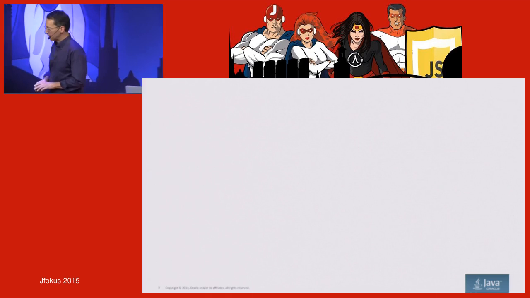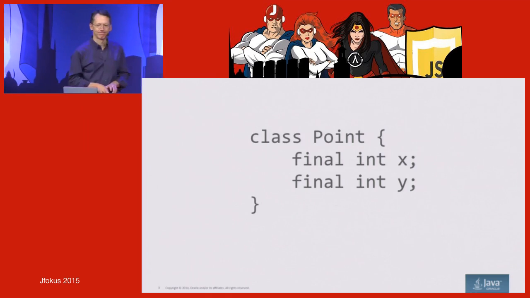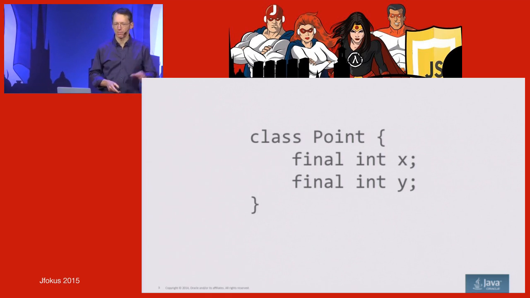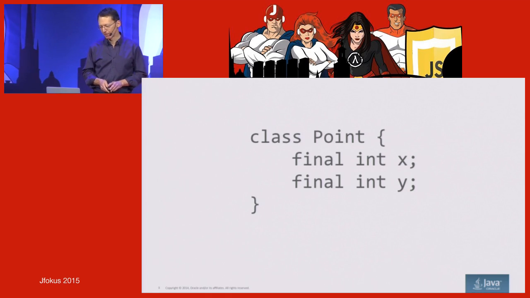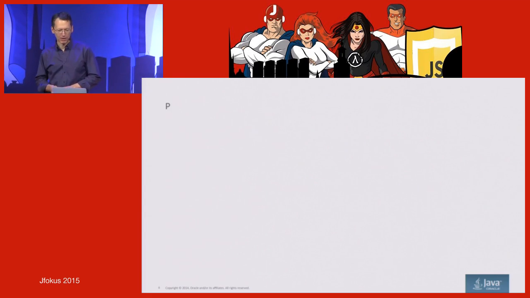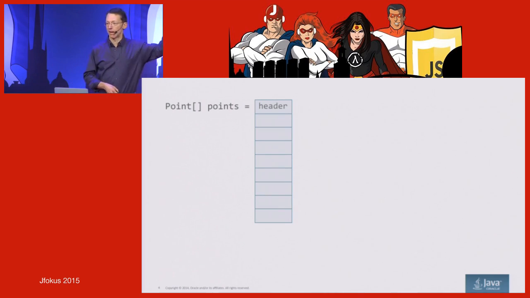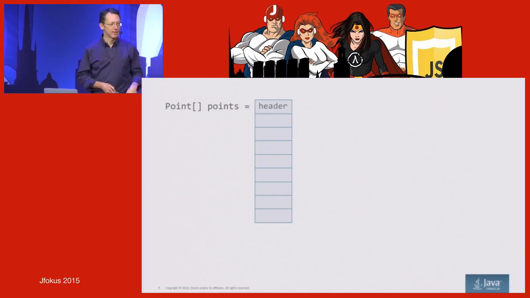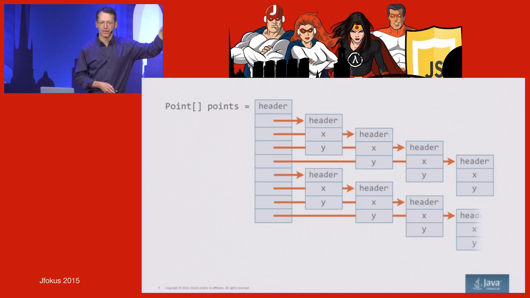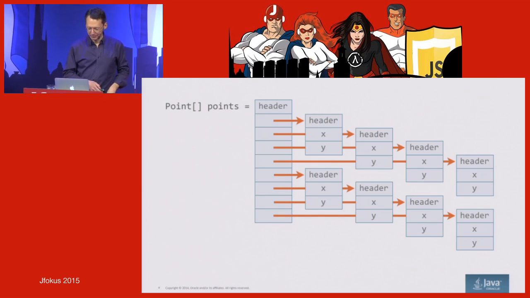Let's get started. So let's consider a very simple class. Point has an x field and a y field. It's a position on the Cartesian plane. How is this represented in memory today? Well, if you have an array of these things, you get an array with a header at the top and then a bunch of elements. Each element of the array points off to a point object, and each point object has an x and a y in it.